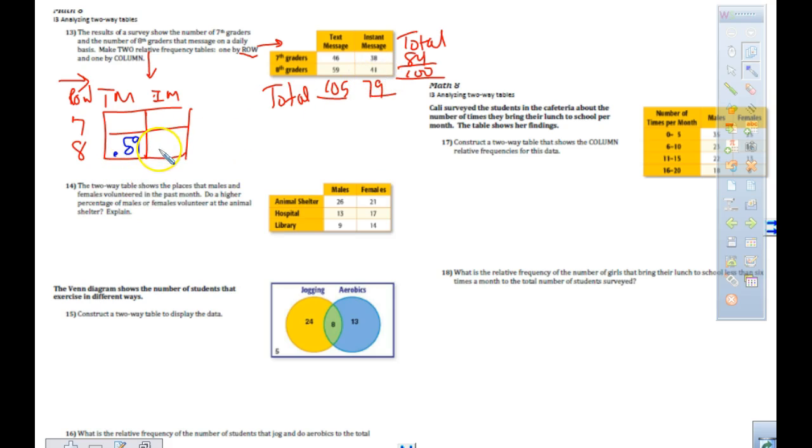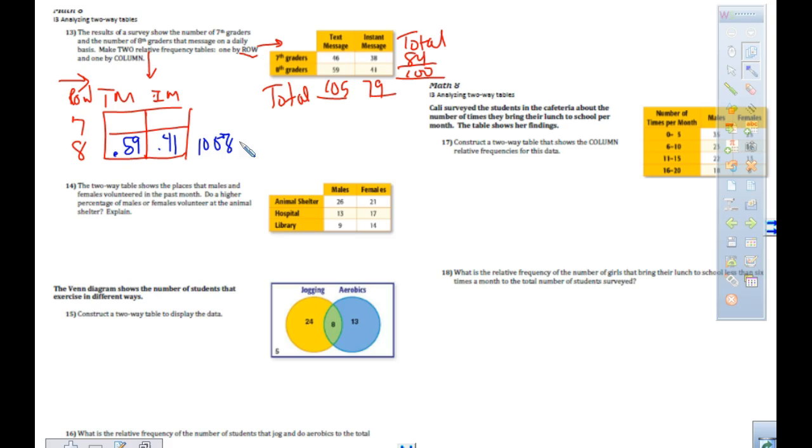What's this one going to be? 0.41. So relative frequency can be a decimal, or you could put it as a percent. Usually relative frequency, we think of this as a percent. These two should add together to give me 100%, because this would be 100% back here, right? Because I take 100 and divide by 100.